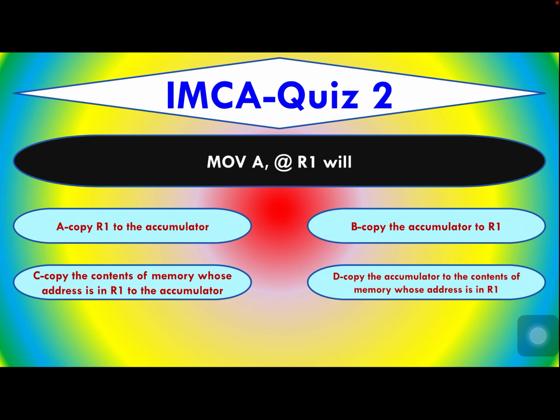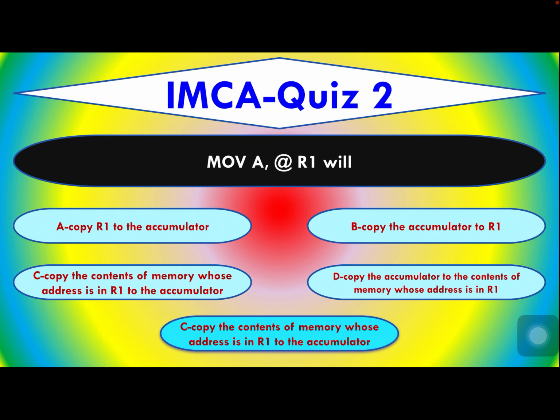MOV A, @R1 will A. Copy R1 to the accumulator, B. Copy the accumulator to R1, C. Copy the contents of memory whose address is in R1 to the accumulator, and D. Copy the accumulator to the contents of the memory whose address is in R1. The correct option is C. It copies the contents of the memory whose address is in R1 to the accumulator.